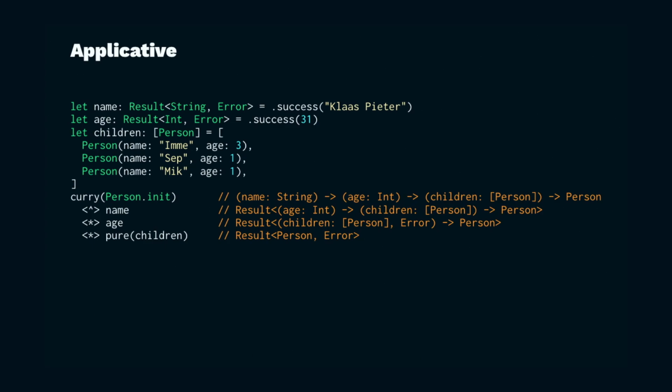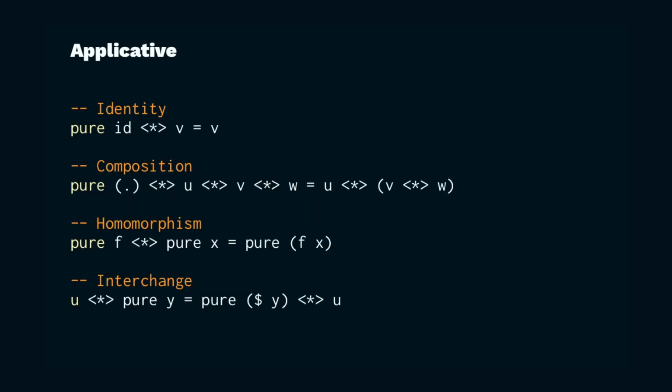I was going to say something else, but it slipped my mind. Anyway, the laws. This is fun. The identity and composition laws are mostly the same. They preserve structure. All of these laws are kind of about preserving structure and making sure that none of these operators actually change anything about the applicative or the functor itself, just the inside, what it contains.